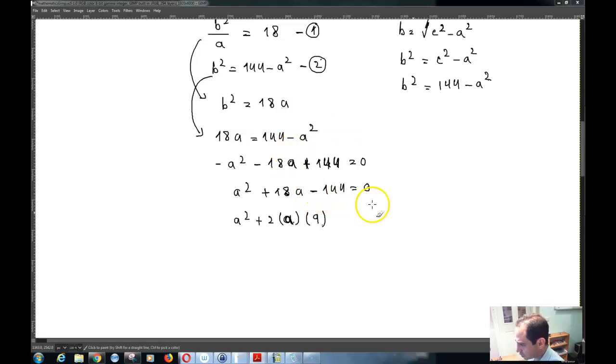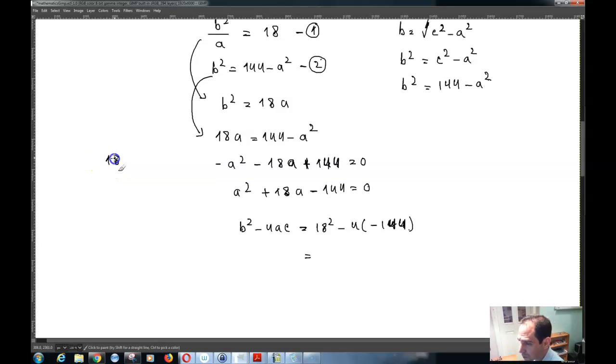But the equation is right. There's nothing wrong with the equation. So let's solve the equation this way. The discriminant of this equation is b squared minus 4ac, which is equal to 18 squared minus 4 times a, which is 1, times negative 144. It's a positive number. So it's equal to 18 squared plus 4 times 144.